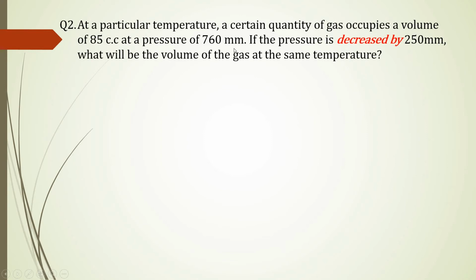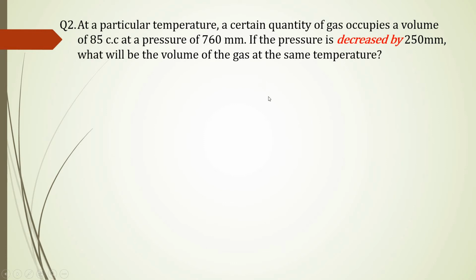The initial conditions are same. P1 and V1 are same. But here the final condition is little different. Here the pressure value in digit is same, 250 millimeter, but the condition is little different. Here instead of decreased to, we have decreased by. So this condition gives different final condition in this question. So decreased by means we have to reduce 250 from 760 millimeter to find the final pressure.